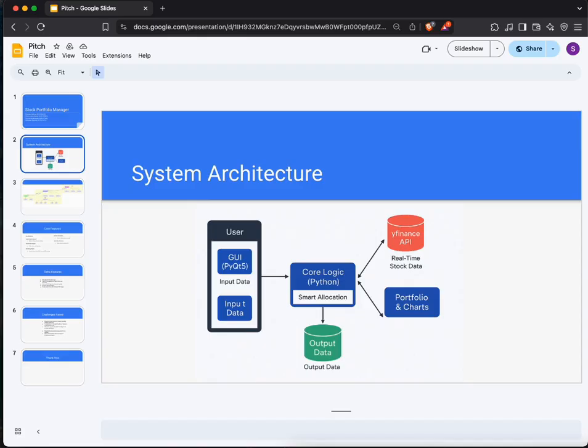The logic module fetches real-time stock data via Yahoo Finance API, then uses smart allocation algorithms to distribute funds across the selected stocks based on risk-adjusted metrics. The results, including charts and summaries, are then returned to the user through the same interface in a clean and visually engaging format. Next is detailed system flow.